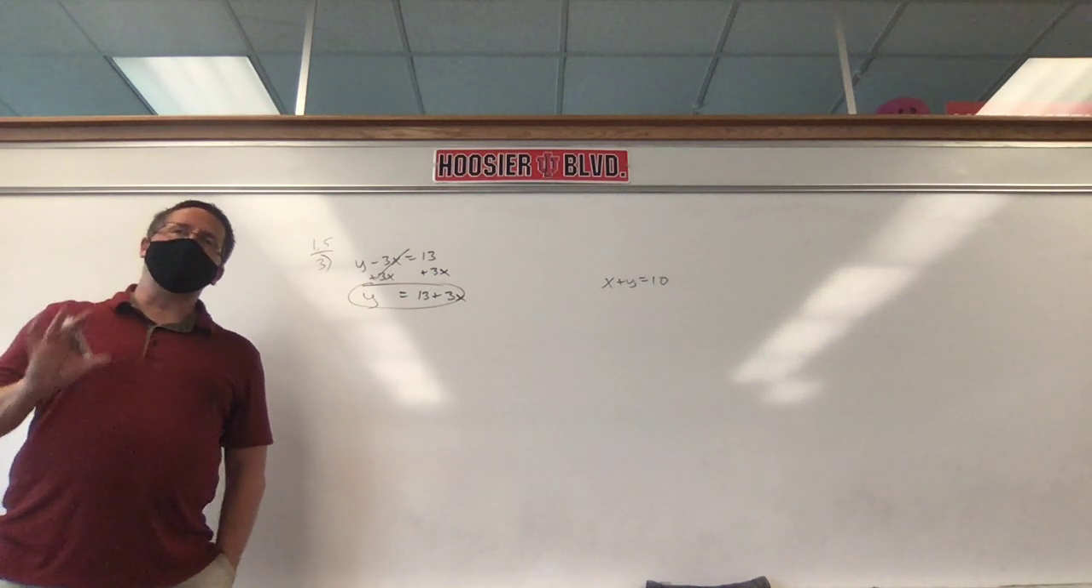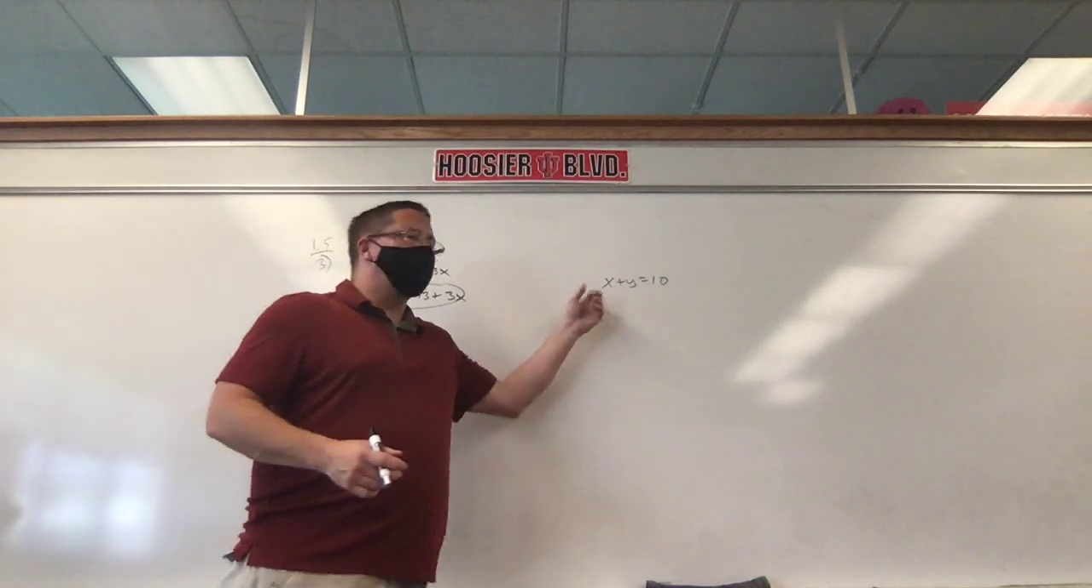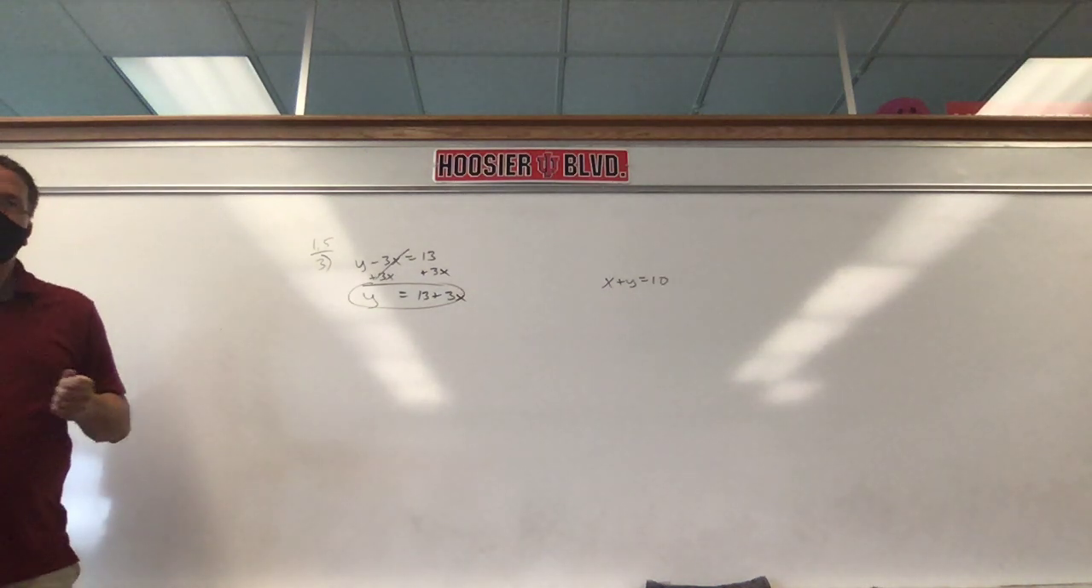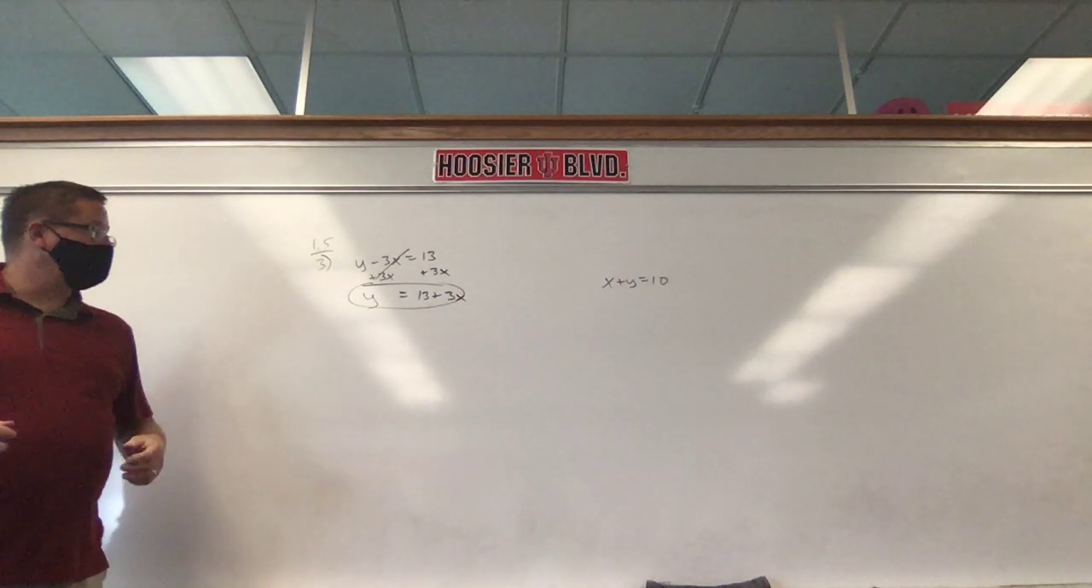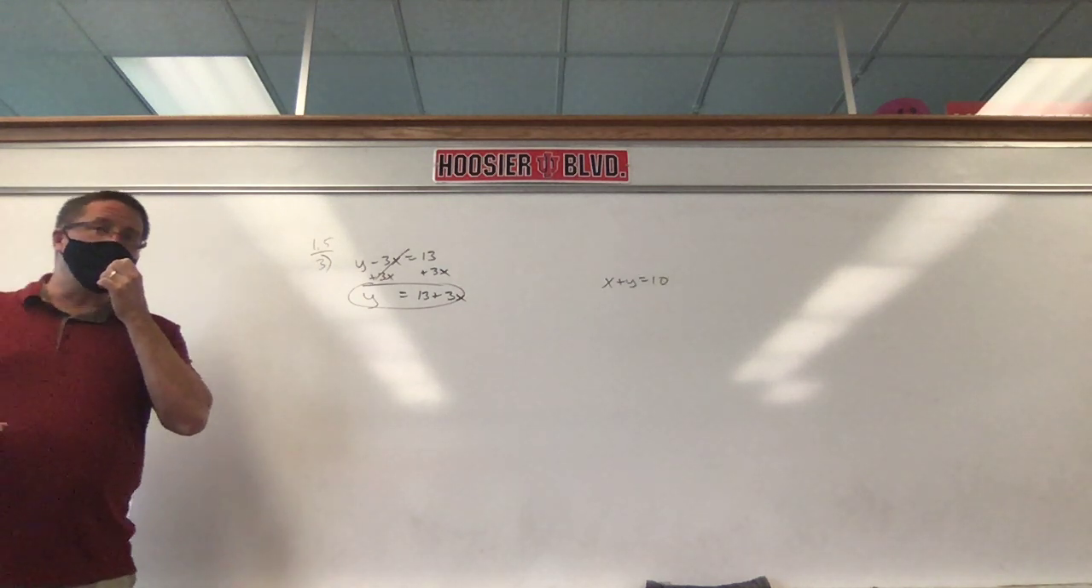So what I'm getting at is this. If you have two variables in only one equation, you can't get the answer as a number. We're done. The answer is y equals 13 plus 3x. That's it. That's as far as you can go.